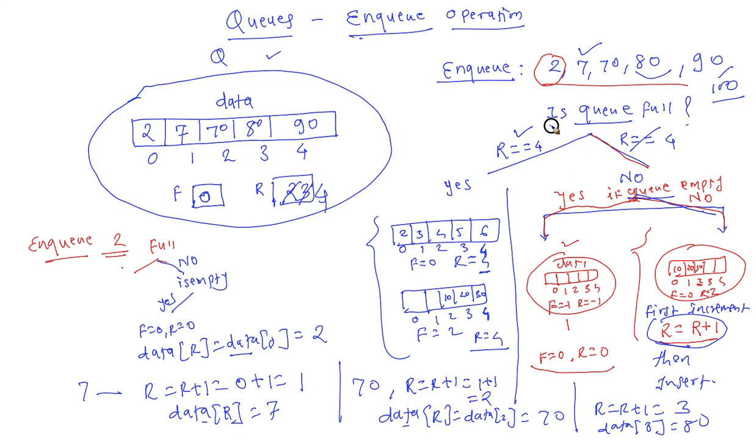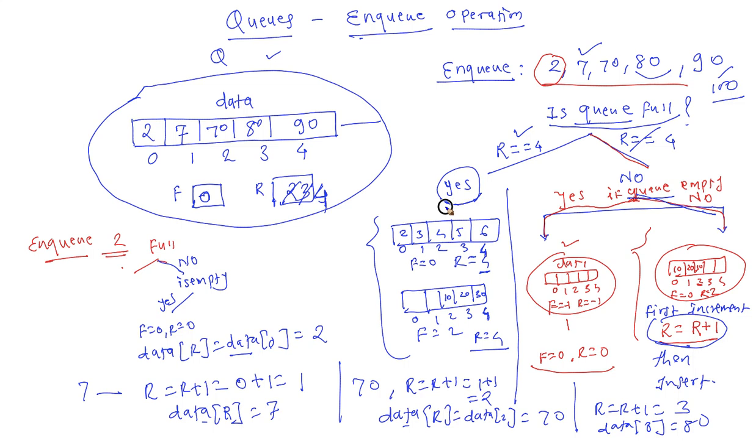If I want to insert 100 now, let's say, before inserting 100, I'll ask a question, is Q full? Now I check the value of R, right? R is equal to 4, which is the last location of this array. When R is 4, that means an element is present on the last location. There is no space left here. And then I will conclude, yes, Q is full. I get an answer, Q is full.